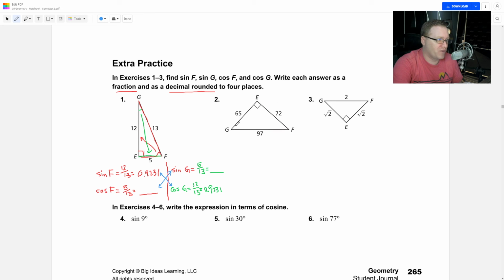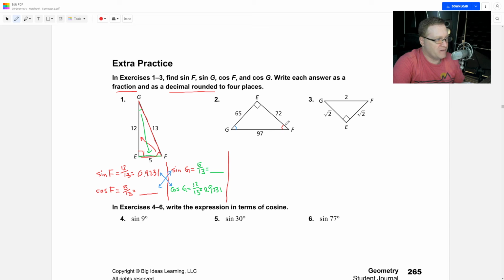That's going to be true for all of these. The cosine of this angle is going to equal the sine of this angle, and the cosine of this angle is going to equal the sine of this angle. That's just the way it is. All right, so let's go ahead and finish these up.